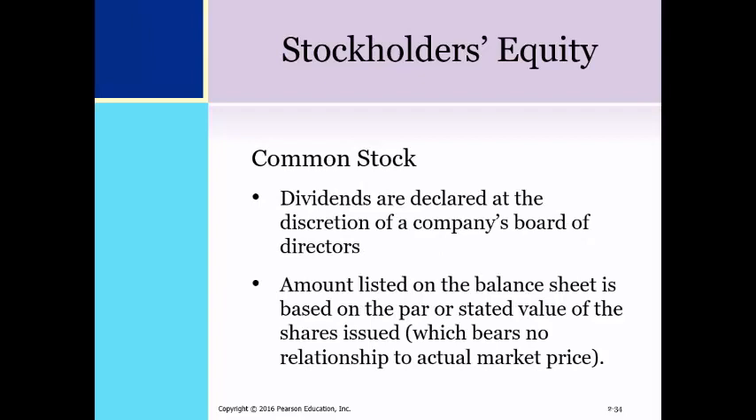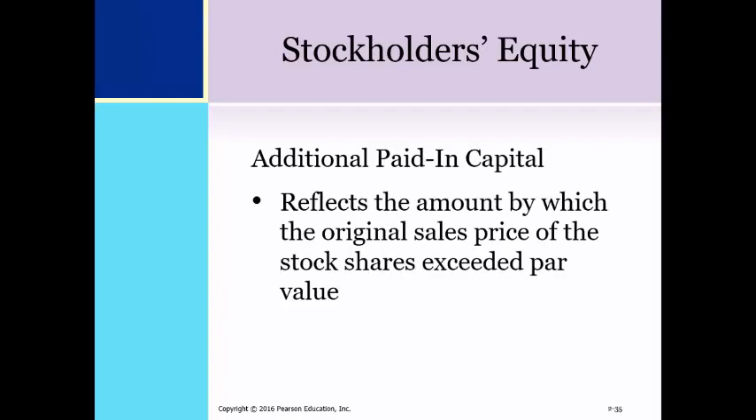The amount listed on the balance sheet for common stock is the par or stated value of the shares issued and bears no relationship to the current market price, but is a floor below which the stock cannot be sold initially. Additional paid-in capital reflects the amount by which the original sales price of the stock shares exceeded par value. For example, if a company sold 1,000 shares of $1 par value stock for $3 per share, the common stock account would be $1,000 and additional paid-in capital would total $2,000.